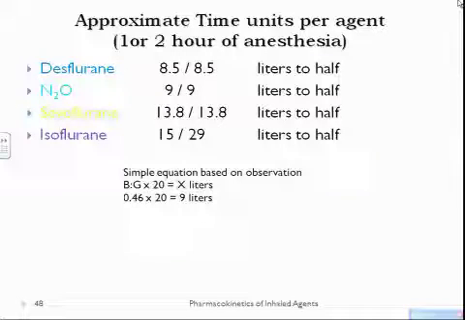get the gas off. The more insoluble the agent is, the less minute ventilation it takes to blow off that gas. If you look at desflurane, which is a little bit more insoluble than nitrous oxide, it takes around 8.5 liters of minute ventilation to take off 1 time unit, or a 50% decrease. Nitrous oxide is going to take me 9 liters. And if you look at sevo, it's about 13.8 liters, and iso is about 15 liters to 29 liters, depending on how context sensitive it is.